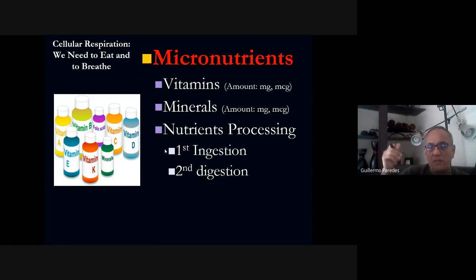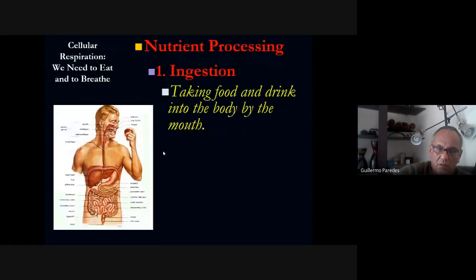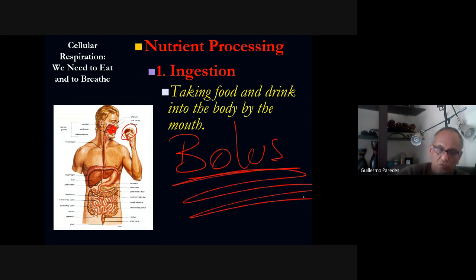Nutrient processing, first ingestion. Ingestion is when you put something in your mouth and swallow, right? Digestion starts in the mouth with the saliva and the teeth, and then goes to the stomach. You cannot digest if you don't eat anything, so ingestion is first, digestion is second. Ingestion is taking food and drink into the body by the mouth. The food in the mouth is called the bolus, okay?